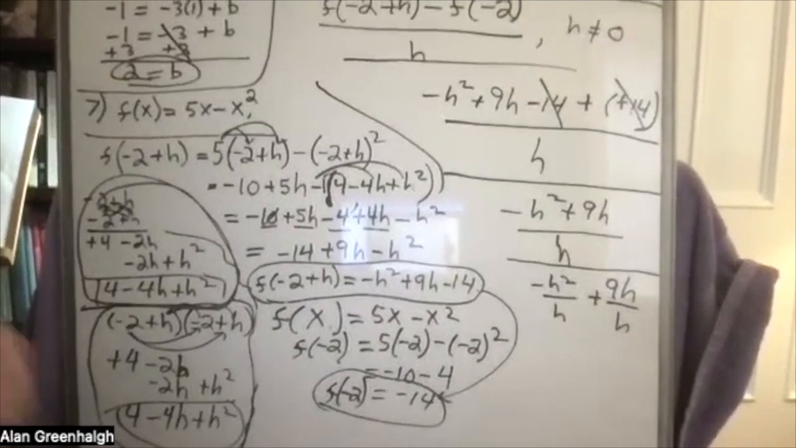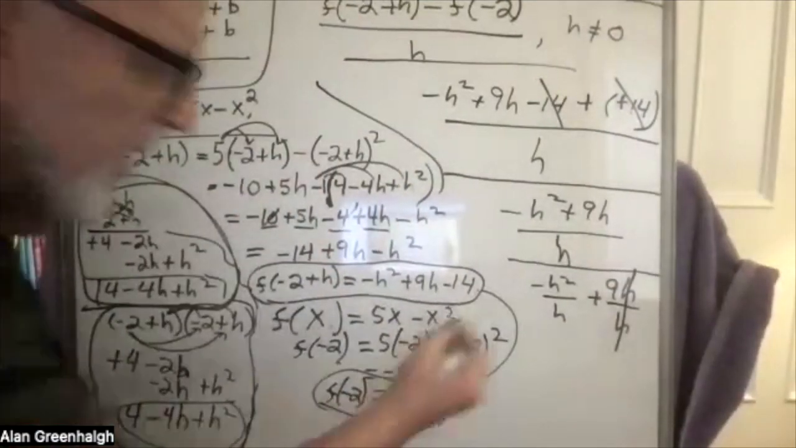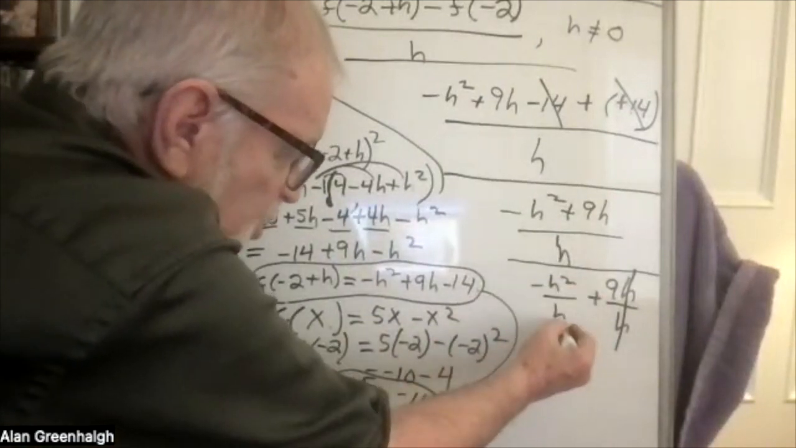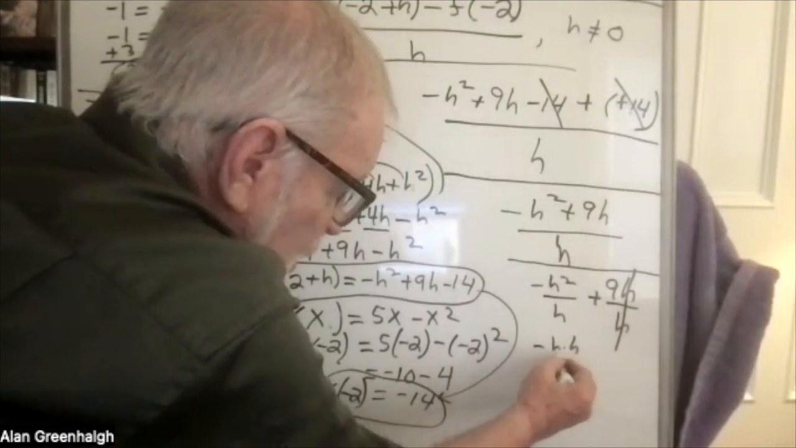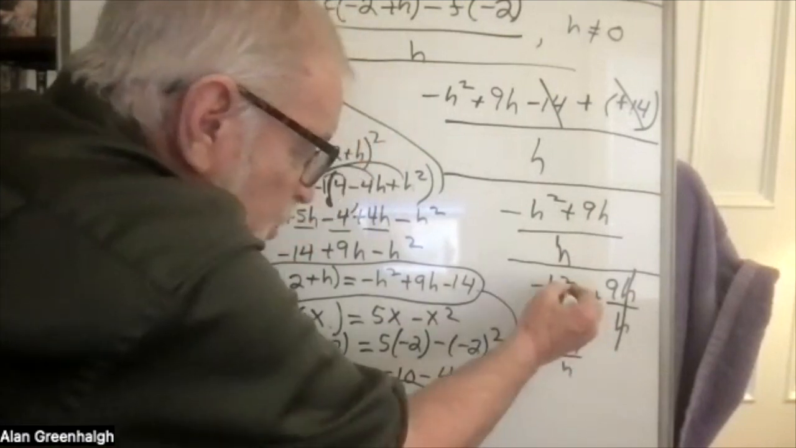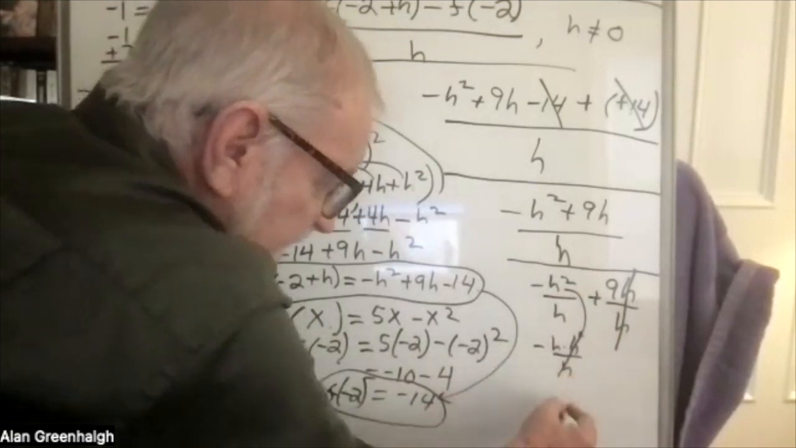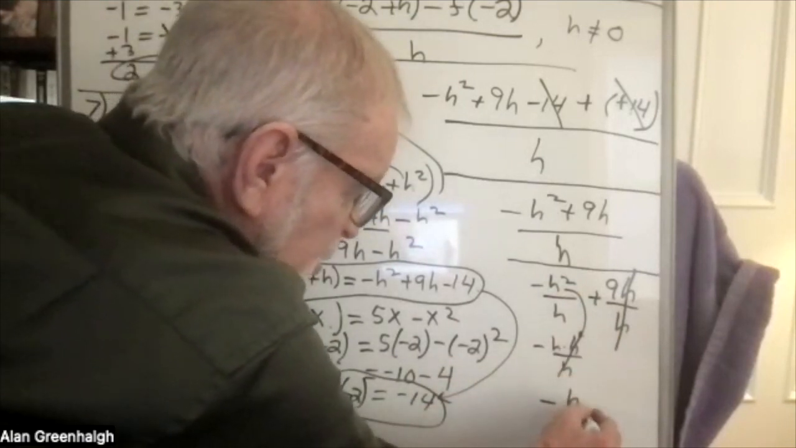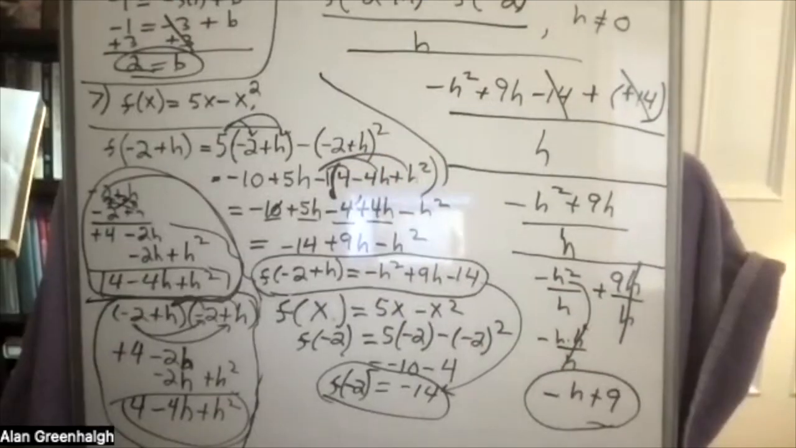All right, so this is easy, right? You just cross the h's out. And h squared over h is the same thing as h times h over h, because h squared is equal to h times h. That cancels out. You get -h plus 9. This is the answer.